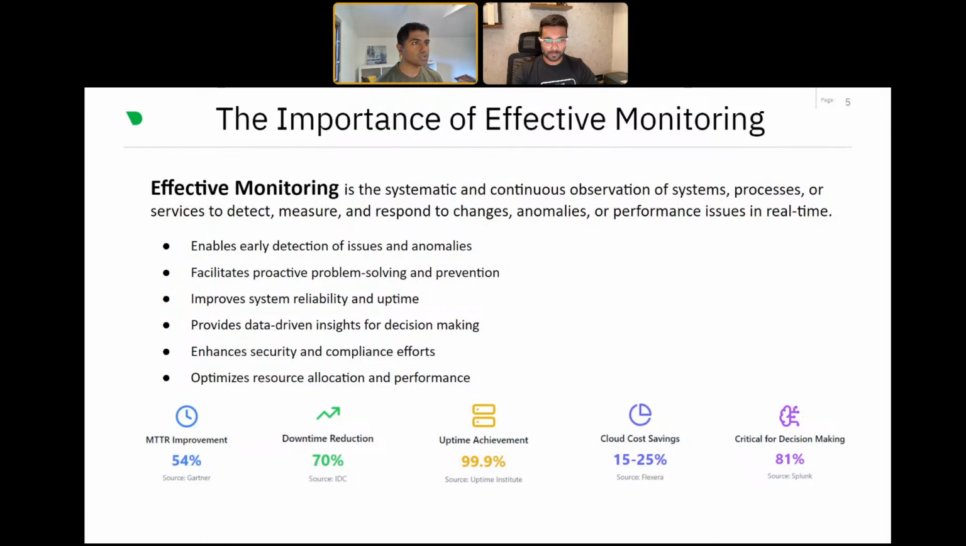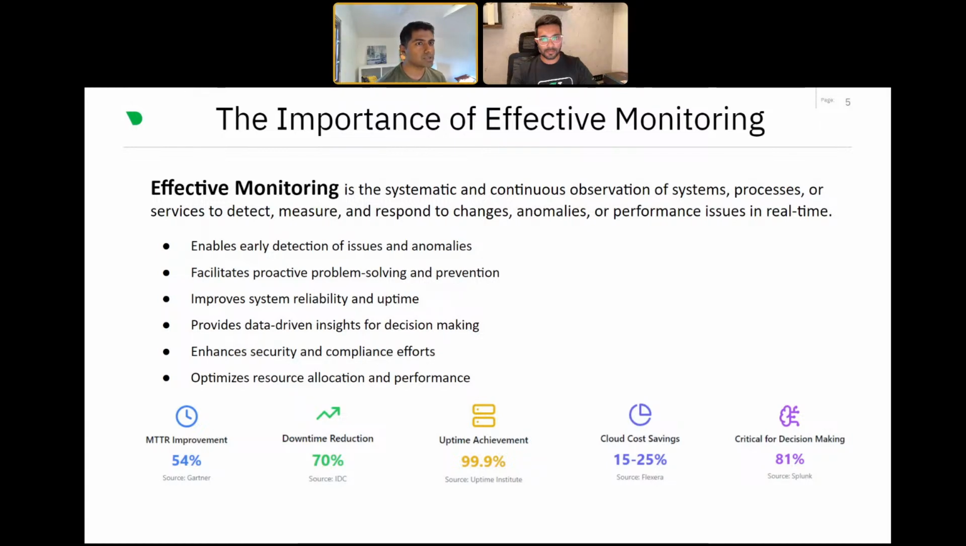And then once you detect it, you need to respond to the change. You need to be notified if it's happening in the middle of the night, and you need the right people to be notified. And those people need to be able to use the tool to get to the root cause as soon as they can, so that they can keep the downtime as minimal as possible. And all of this process of systematically, continuously observing needs to happen in real time, because otherwise you're just missing out on data.